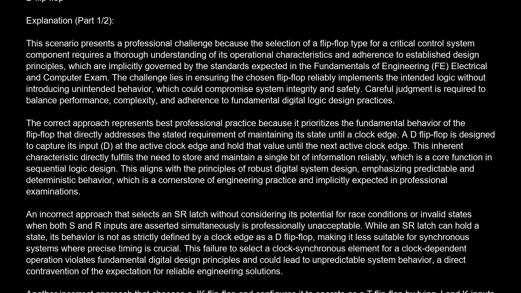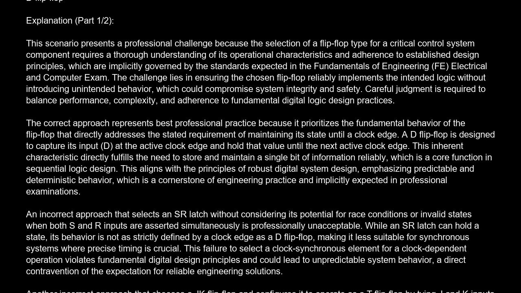The correct approach represents best professional practice because it prioritizes the fundamental behavior of the flip-flop that directly addresses the stated requirement of maintaining its state until a clock edge. A D flip-flop is designed to capture its input D at the active clock edge and hold that value until the next active clock edge. This inherent characteristic directly fulfills the need to store and maintain a single bit of information reliably, which is a core function in sequential logic design. This aligns with the principles of robust digital system design, emphasizing predictable and deterministic behavior, which is a cornerstone of engineering practice and implicitly expected in professional examinations.